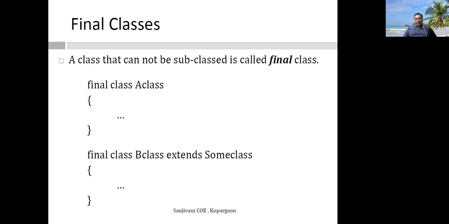The next one is final class. We can declare a class as final. When we declare a class as final, we can prevent that class from inheritance. Once you declare a class as final, we cannot derive a new class from that final class. That means through the final keyword, we are preventing a class from inheritance. We just have to specify the final keyword before the class keyword to declare a class as final.